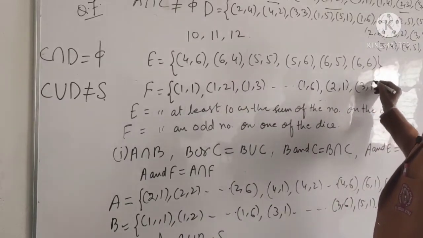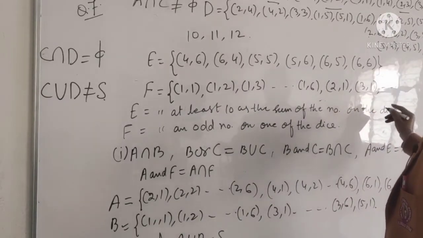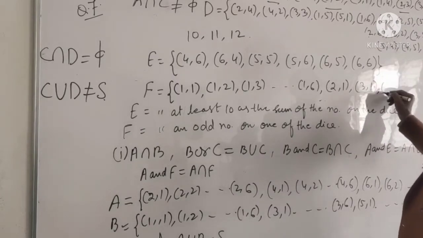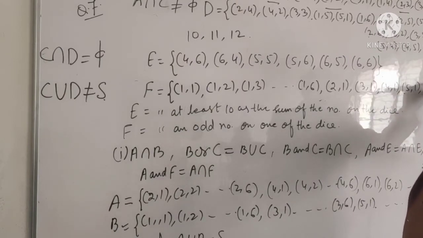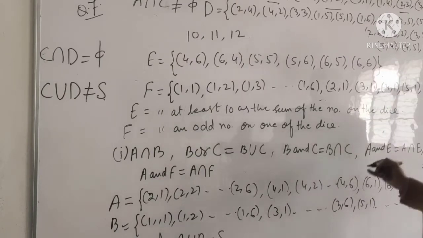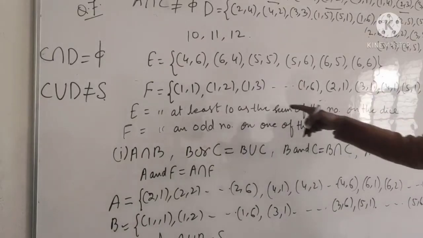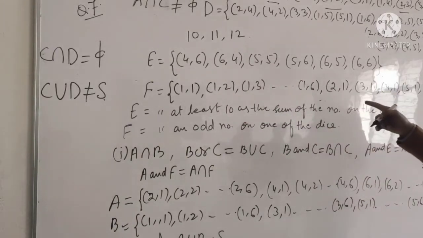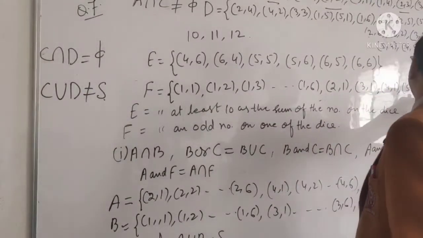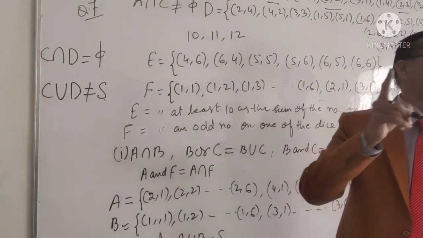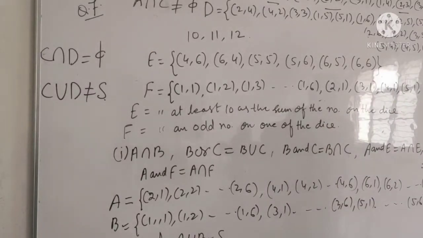3,1; and 4,1; and 6,5; 1; and 6,1. Similarly, we will write for 3 also. There are 11 elements. You can check. There are 11 elements for 1, 11 elements for 3, and 11 elements for 5. So total elements are 33.